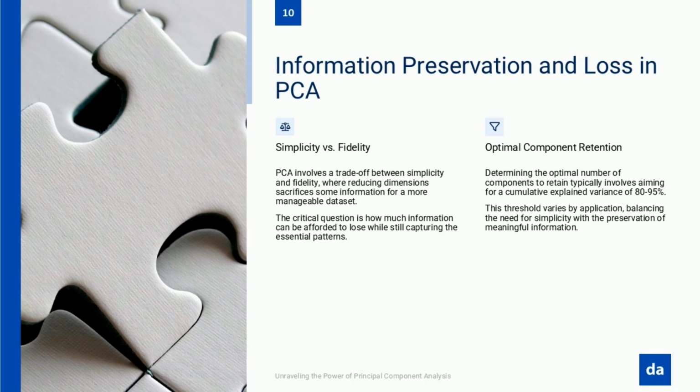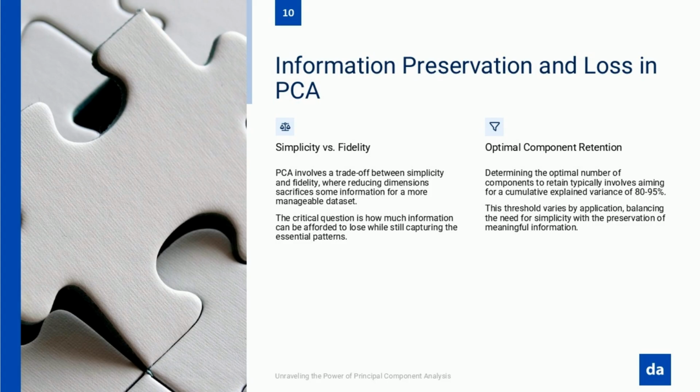For determining how many components to keep, most practitioners follow a simple but effective approach. Retain enough components to reach a cumulative explained variance of 80-95%. This threshold varies by application. In exploratory analyses, 80% might suffice, while in high-stakes scientific research, you might aim for 95% or higher. What's truly remarkable is how few components are typically needed to reach these thresholds.